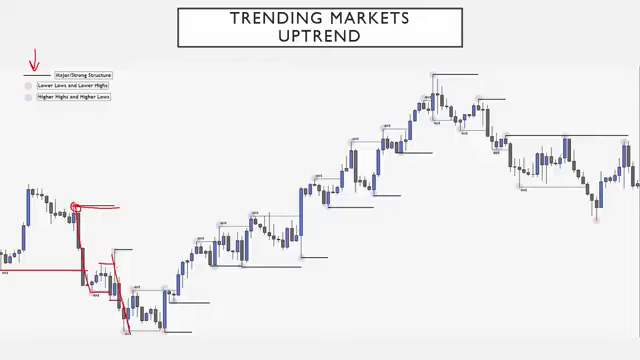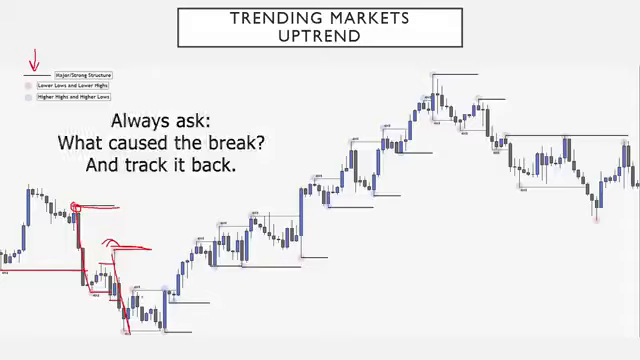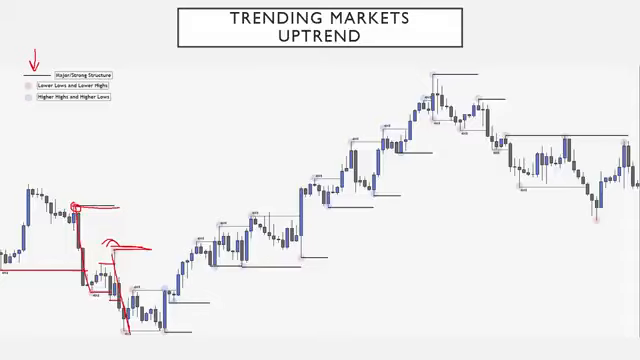What caused the break? We track it back. It's this guy. We put this. So this is our strong high, as I'm going to teach you later. The market pulls back, breaks structure down. Cool. What caused the break of structure? Track it back, it's this guy. This guy comes in and breaks. So what we have right now is a trend change, and then the market shifts to an uptrend.